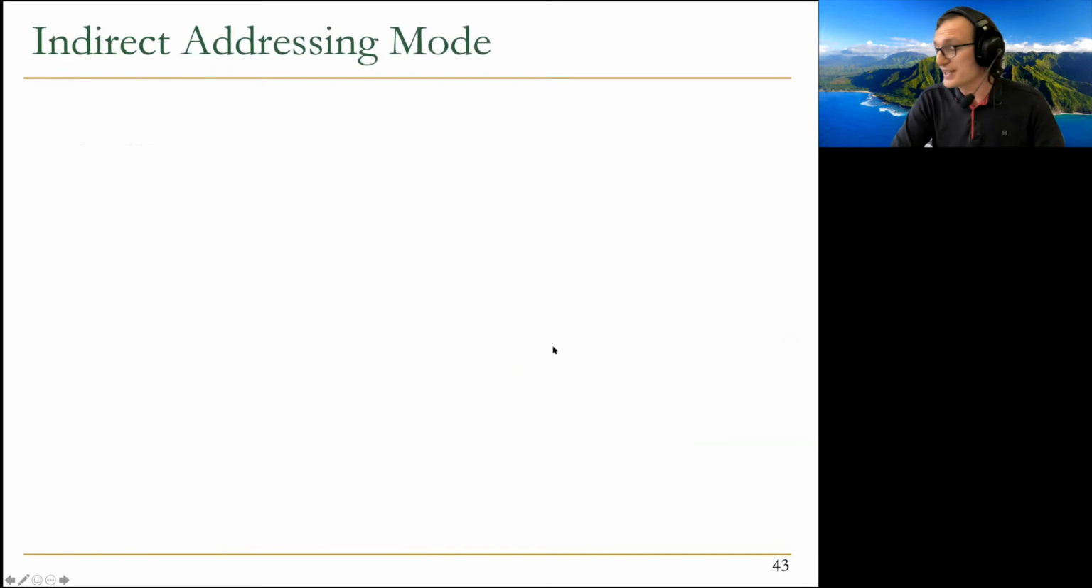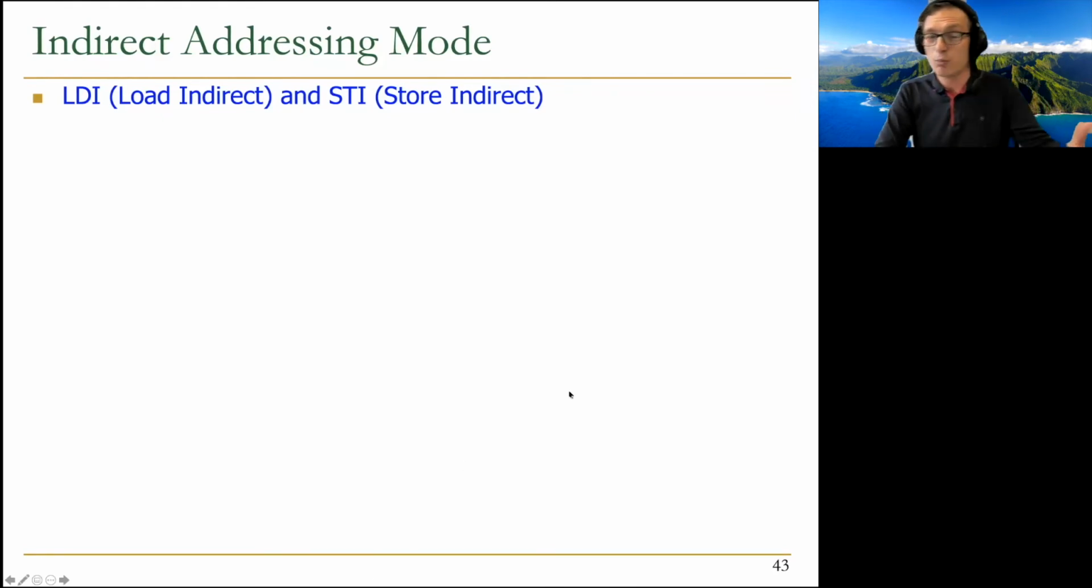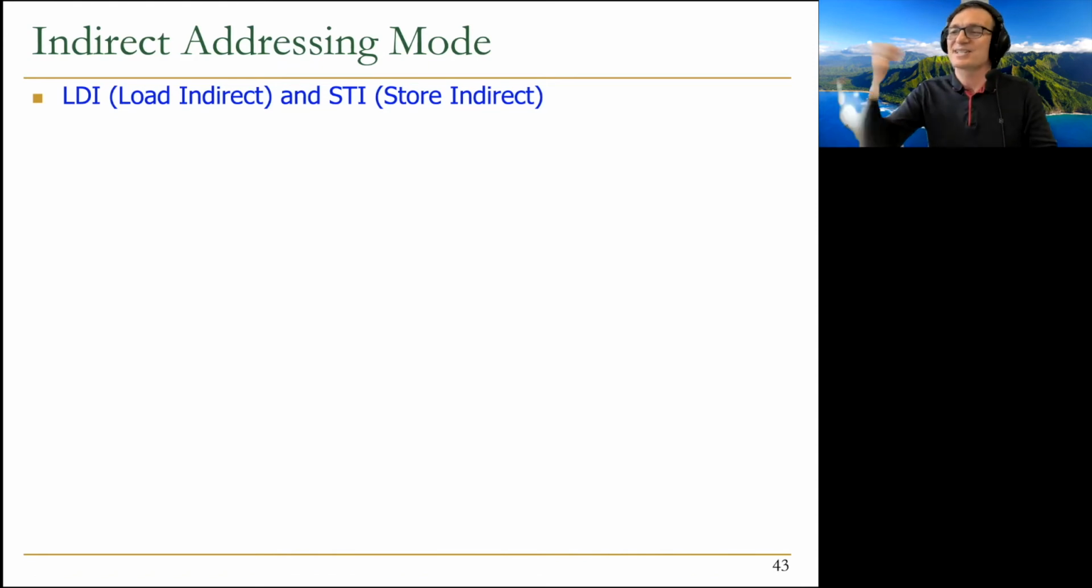Okay, so let's take a look at the other addressing mode. Now this is going to be a little bit more complicated, indirect addressing mode. This is load indirect and store indirect. Basically, we're going to do two memory accesses. One to get the address, and then another memory access to really get the data. So we're going to calculate an address, do a memory access to get the address for the next access, and then do a memory access with that address to actually get the data. So let's take a look.